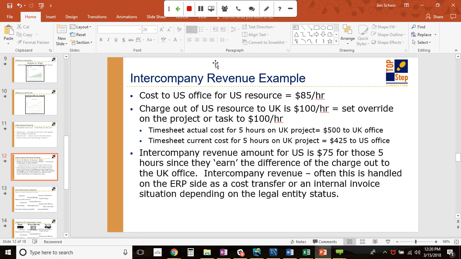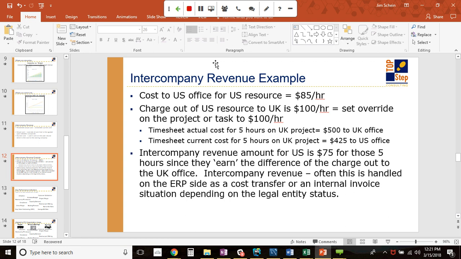If we are looking at it from the other perspective in terms of how much it actually costs this US office to provide this resource, we'd have that actual cost, not the override, at $85 an hour multiplied by the 5 hours, which gives us the $425. And so now we have an intercompany revenue amount of $75, or basically $15 an hour. That's the difference that they would quote-unquote earn for the charge out to the UK office.